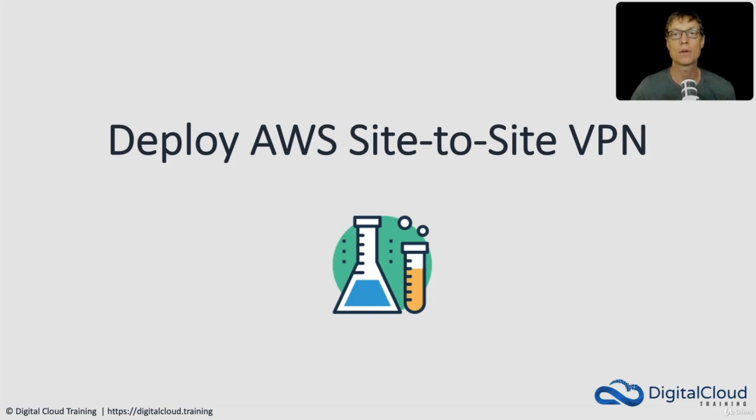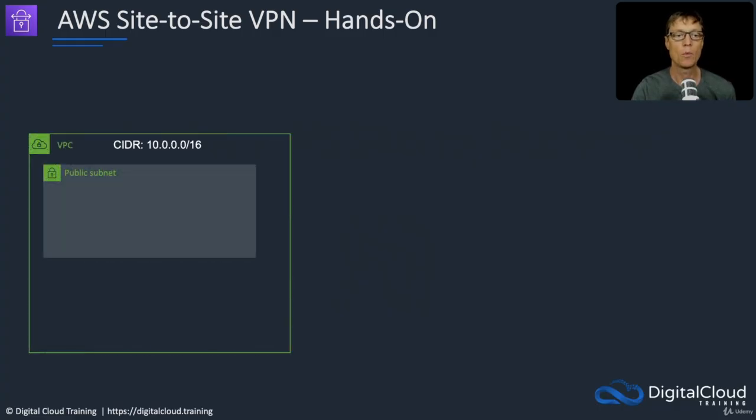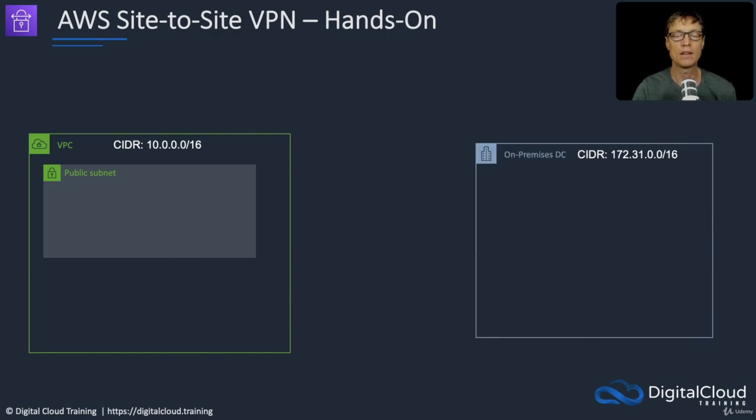So in this lesson, I'm going to show you how to set up an AWS site-to-site virtual private network, a VPN. So this is going to be the topology that we create. We have a VPC, and then we have an on-premises data center. Now, of course, we don't actually have an on-premises data center. So what we're going to do is we're going to use our second account to simulate the on-premises data center.